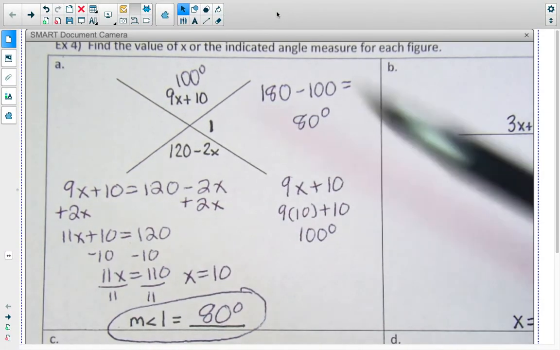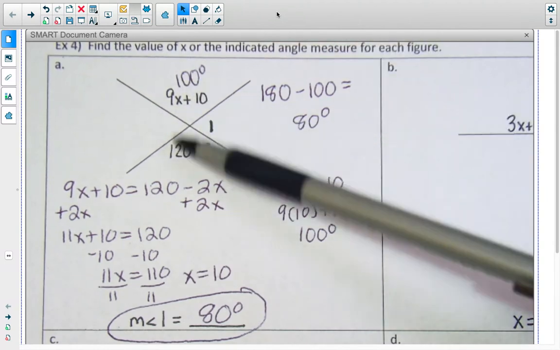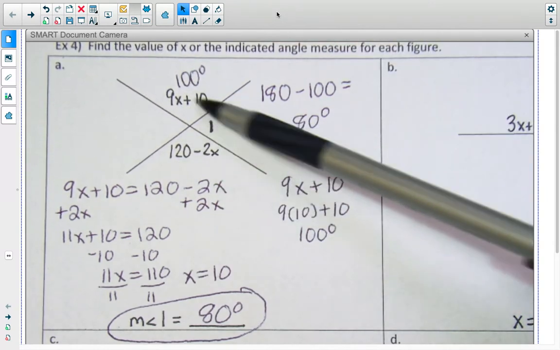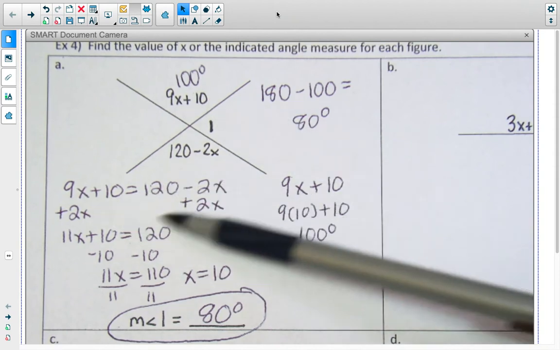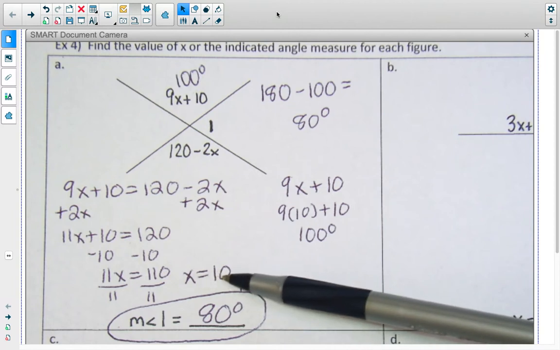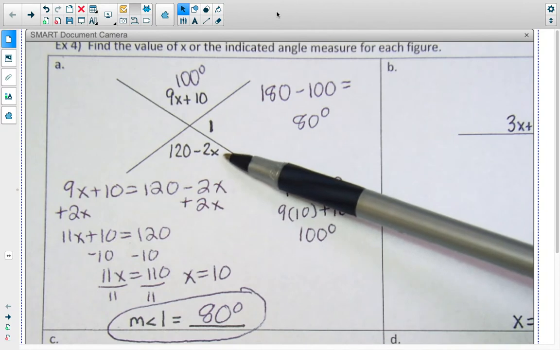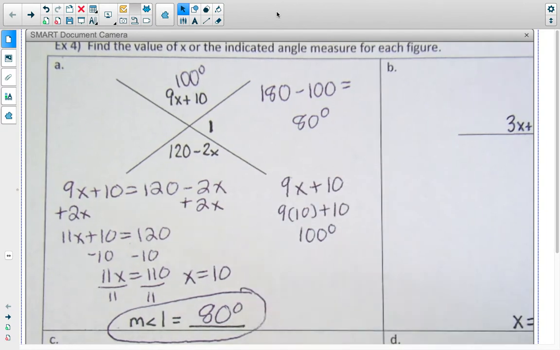So step 1, recognize what type of angle pair you have. In this case, I realized that I had vertical angles and I had a linear pair. We started with the vertical angles so I can get my specific number for x. Then we use that to substitute into our vertical angle. Then we use the fact that we had linear pairs. And we got 80 degrees.